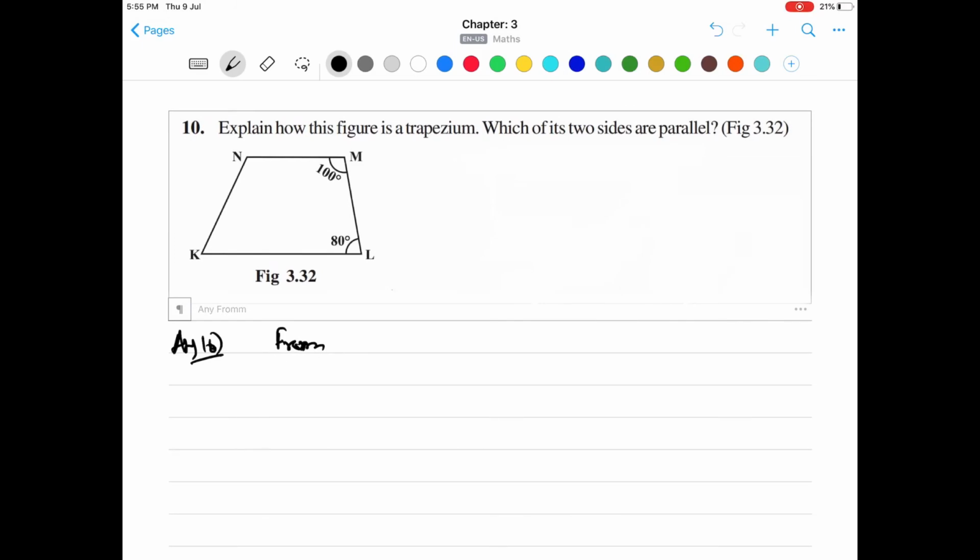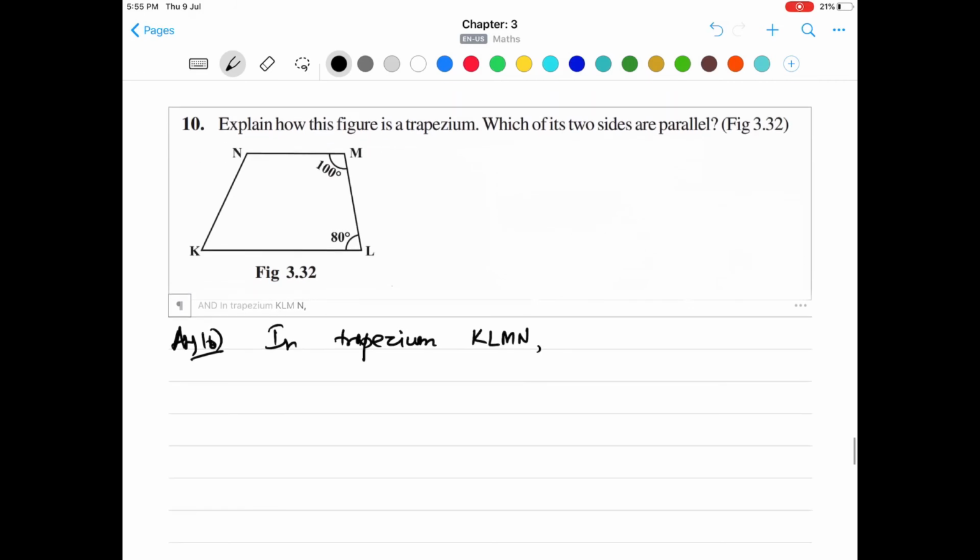First, we are given, let's call this a quadrilateral, we'll write trapezium KLMN. Okay, the sum of angle M plus angle L is equal to, angle M is 100 degrees and angle L is 80 degrees, and their sum is equal to 180 degrees.